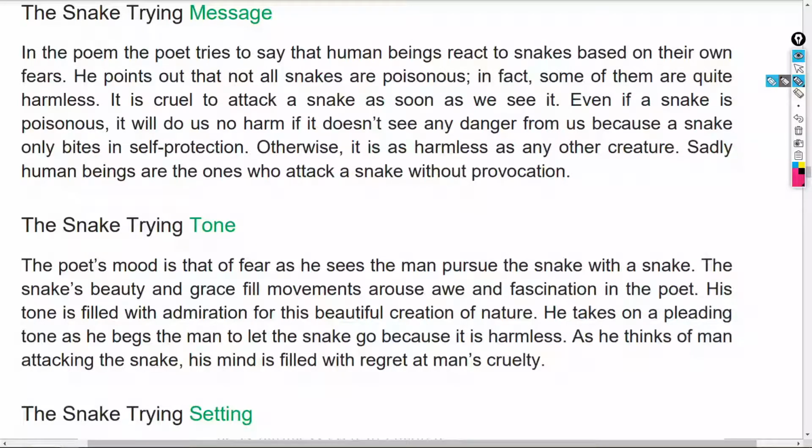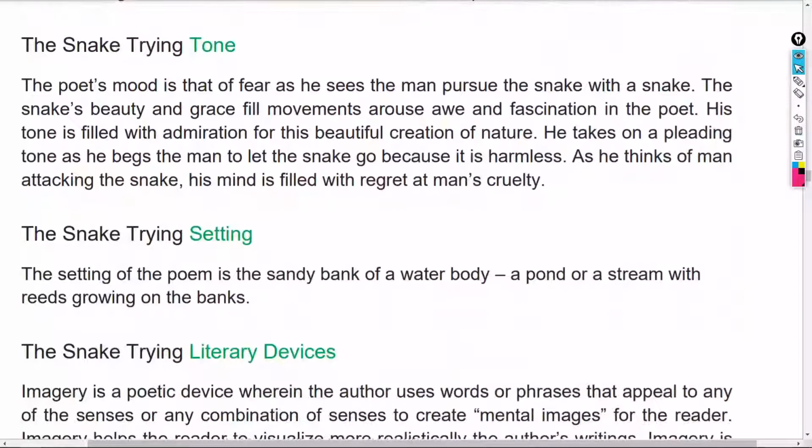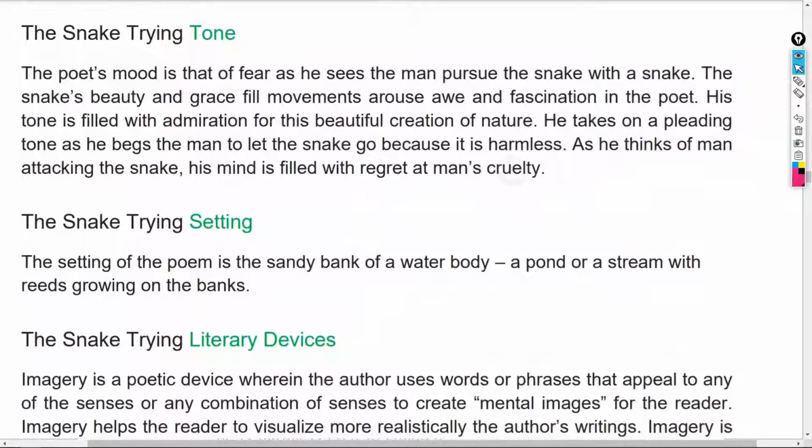In this point, the poet tries to say that human beings reacted to the snake based on their own fears. He points out that not all snakes are poisonous. In fact, some of them are quite harmless. So these are the kind of message the writer, the poet W.W. Ross wanted to give.